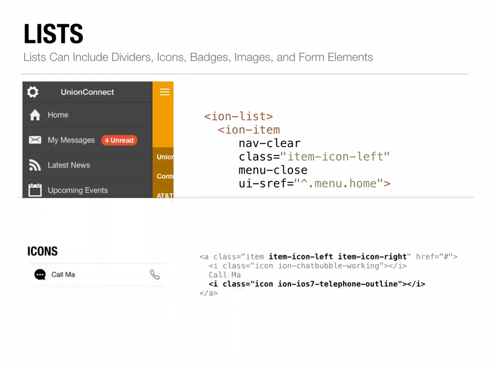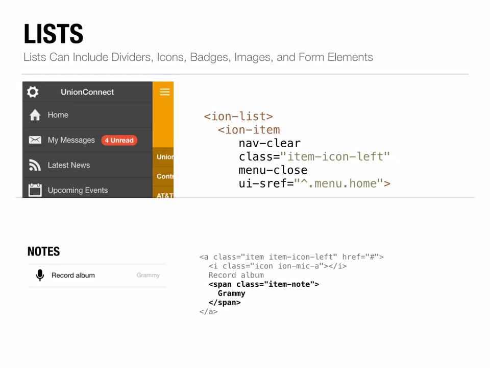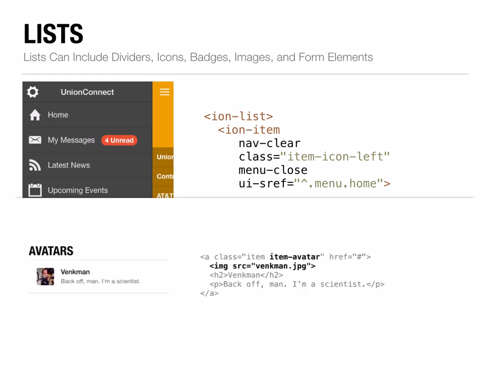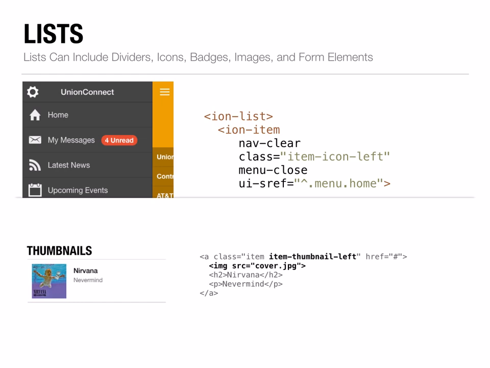You can have lists with icons, and you would just set item-icon-left or item-icon-right or both on the container, and then you would put in your icon with an i class as icon, and then the name of your icon. You can use Ionic's ionicons very easily there in your lists that way. Badges with span class badge, very easy to set that up as well. Notes, span class item-note. Buttons, button class button. Avatars for a small image, typically of a person, and thumbnails for somewhat larger images in lists. Item-thumbnail-left, item-thumbnail-right. Very easy to set that up.